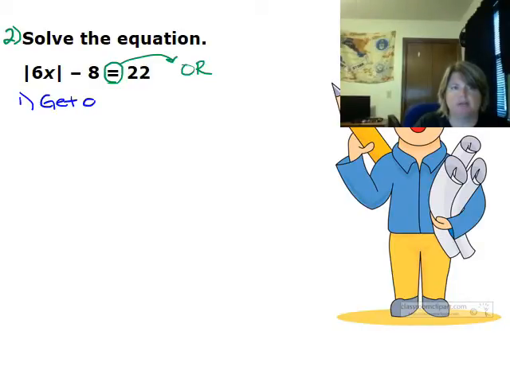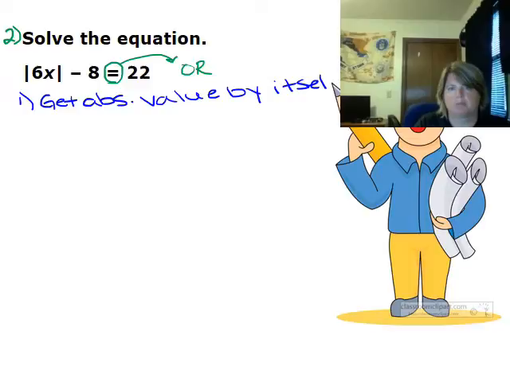So write down, get absolute value by itself. In order to get it by itself, we need to add 8 to both sides. So I'm going to add 8 to both sides of the equation, which is going to give us the absolute value of 6x. Notice I'm still writing the absolute value, equals 22 plus 8, which is 30.